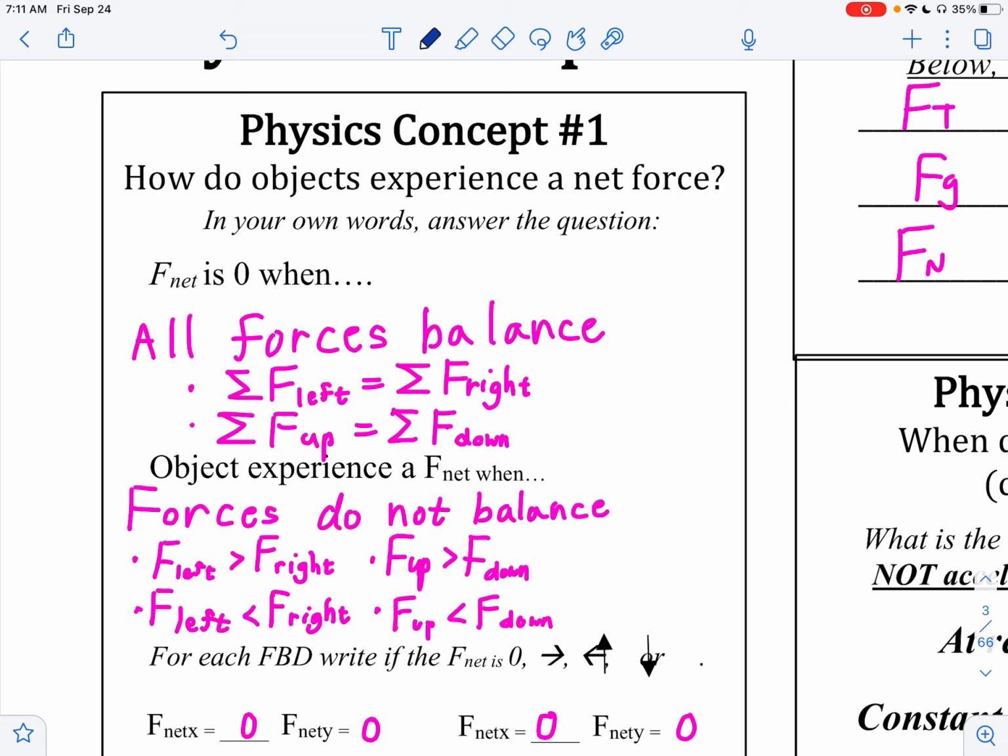We choose our positive and negatives, so we just steal those from the math teachers. So this would be like positive x and negative x. So anything going to the right would be a positive force, anything going to the left would be a negative force. And this would be positive y and negative y. So all the forces going up minus all the forces going down. And we just get that from the Cartesian coordinate system.